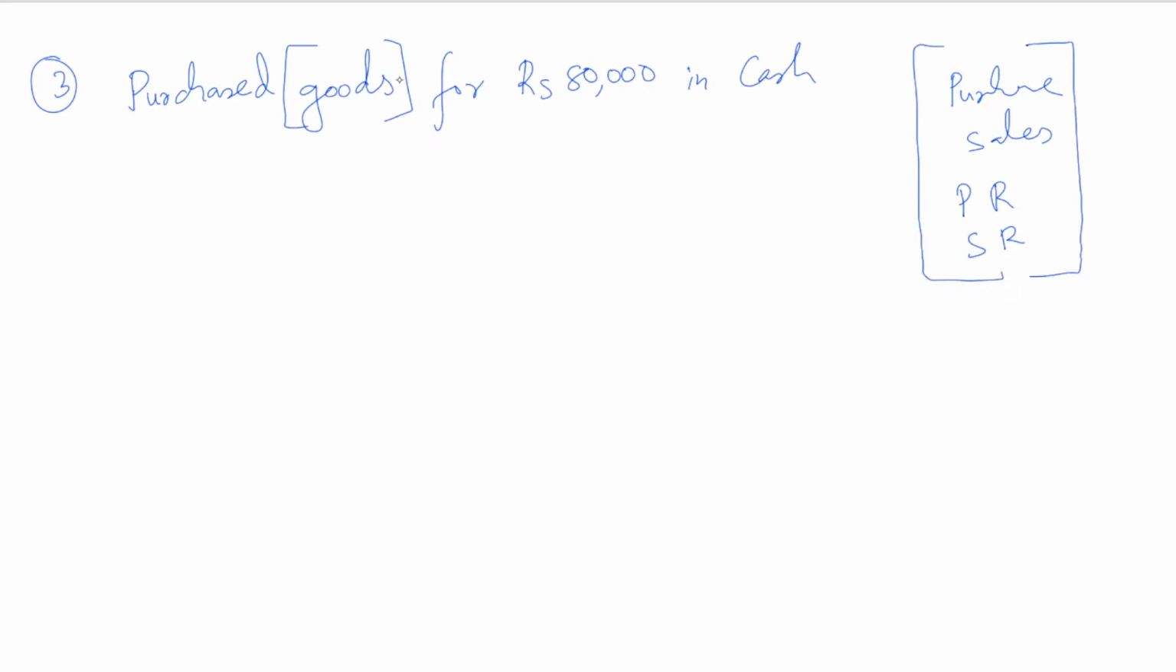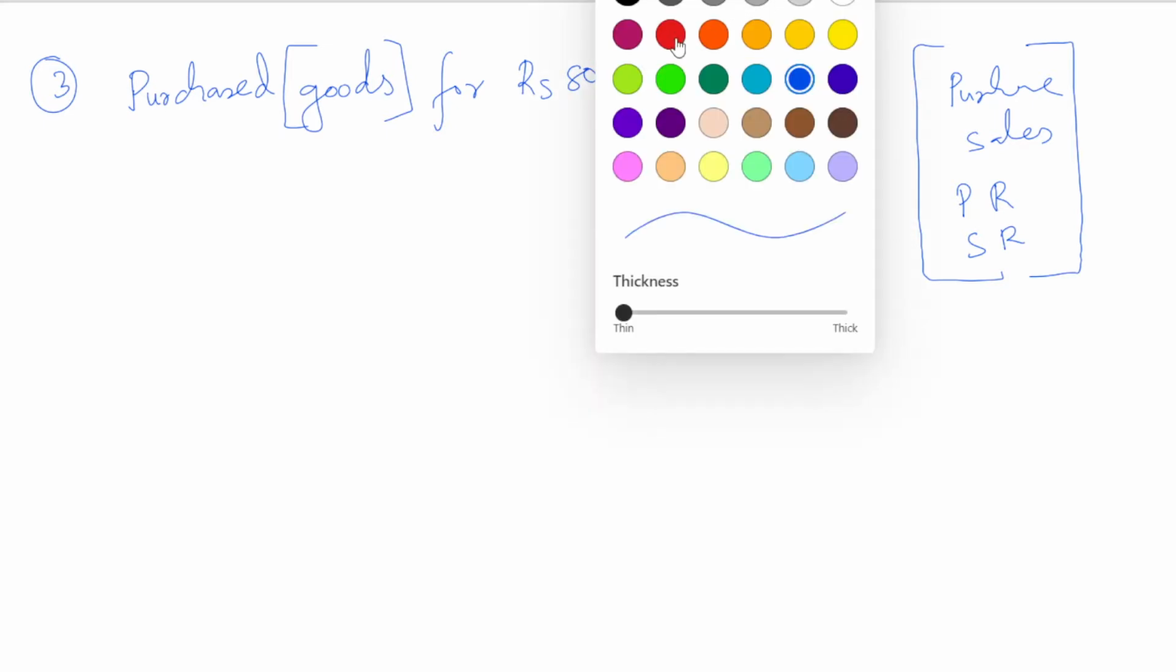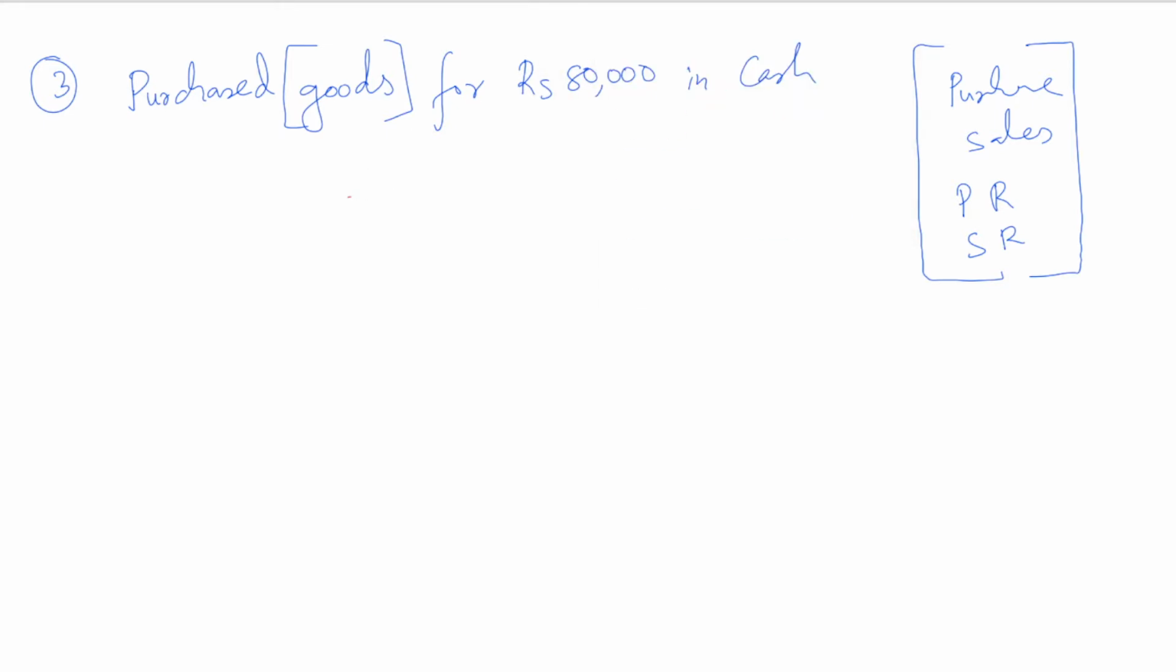So it is recommended not to write goods. Purchase will not be wrong at all, but classification has been given, so you have to write purchase account. In the old version, many years ago, these things used to be written like this: goods account. Now it is purchase, sales, or purchase return, sales return. Write like this.